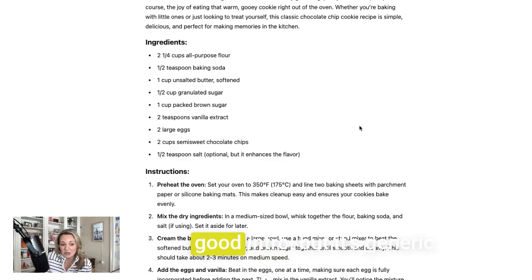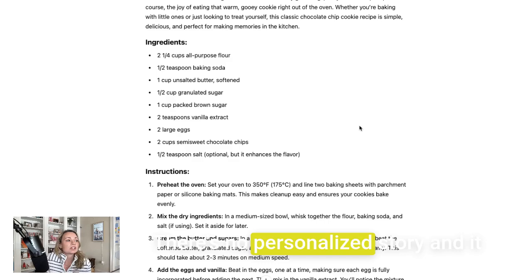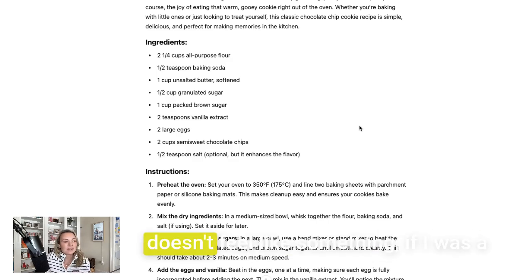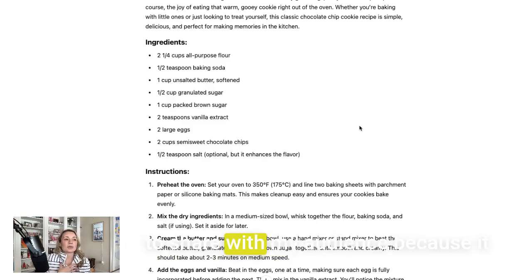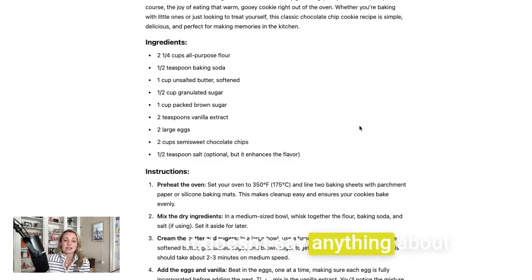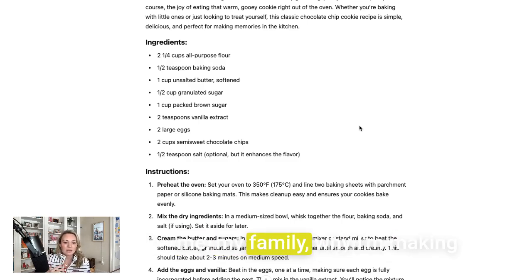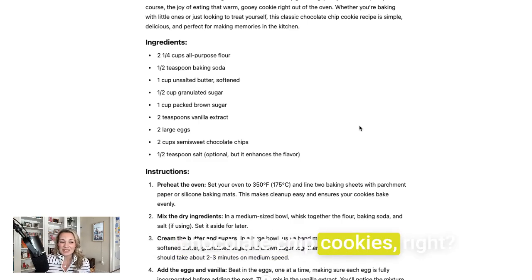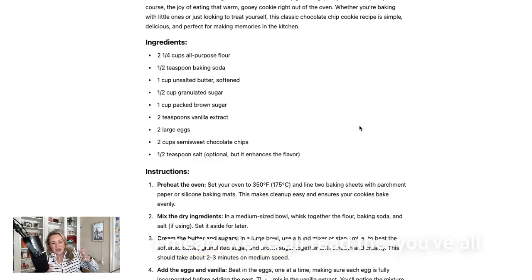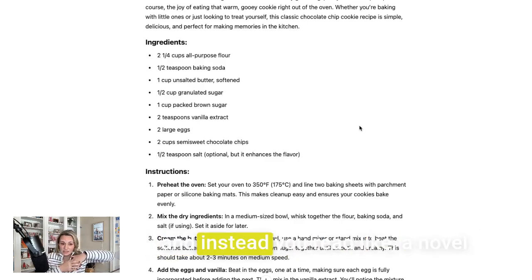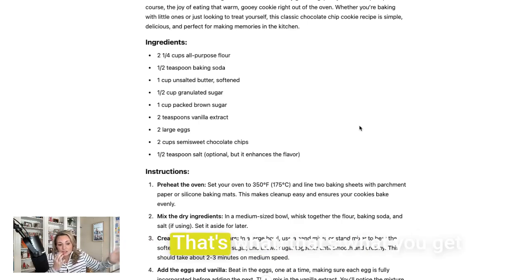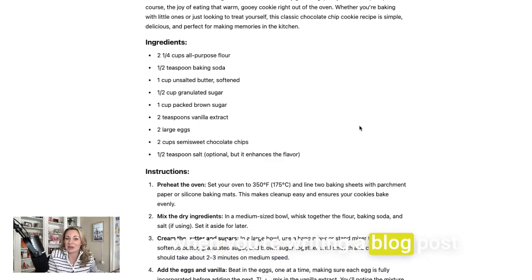Now, that's a good intro, but it's generic, right? There's no personalized story, and if I was a mom blogger, it's not something I'd want to share with my audience because it doesn't speak to my specific audience. It doesn't say anything about me, my family, why I'm making chocolate chip cookies, right? I mean, you've all gone and tried to get a recipe, right? Where all you want is the recipe and instead you read like a novel. That's what you get when you're writing a blog post.